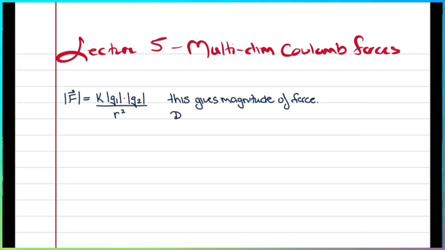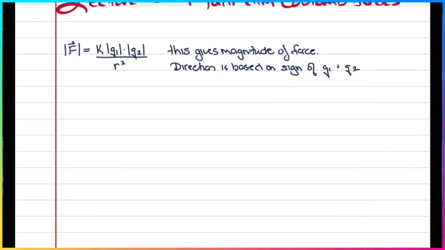And then the direction is based on the sign of Q1 and Q2. If we draw a picture, we're dealing with one dimension, so put Q1 here, Q2 here. They're connected by a dotted line. The force acting on Q2 from Q1 is either going to be pointing away or towards. Similarly, on Q1 from Q2, either away or towards. The direction is along the line connecting the two.